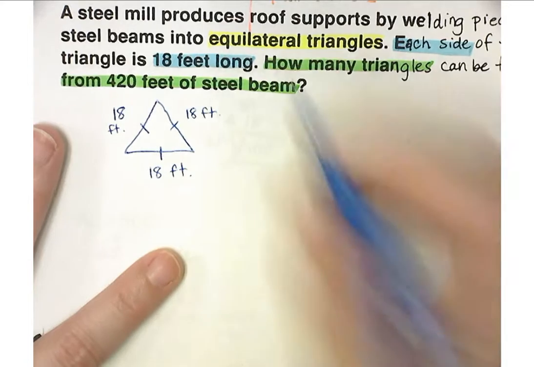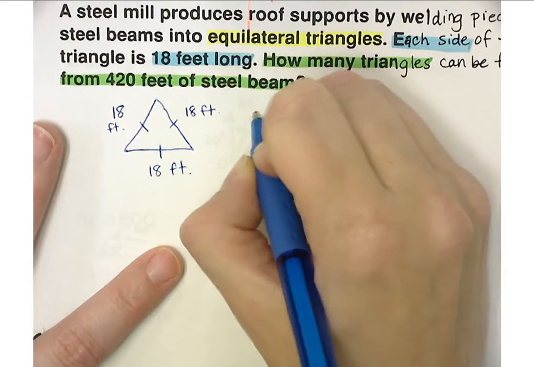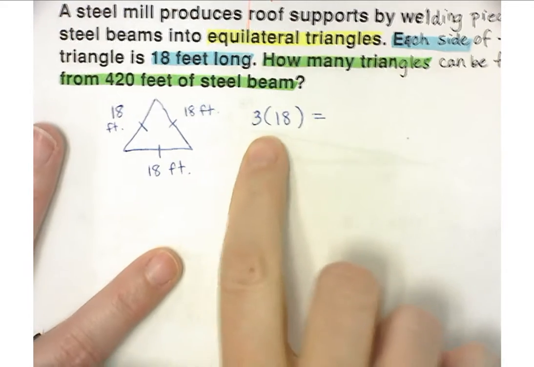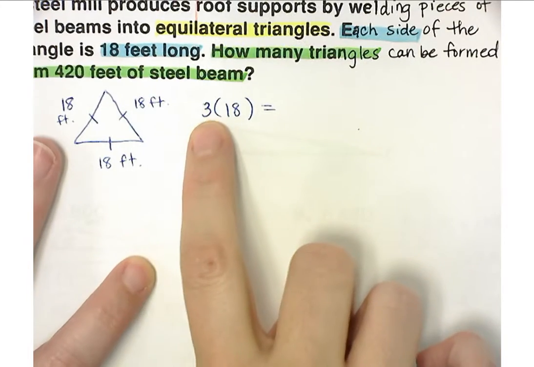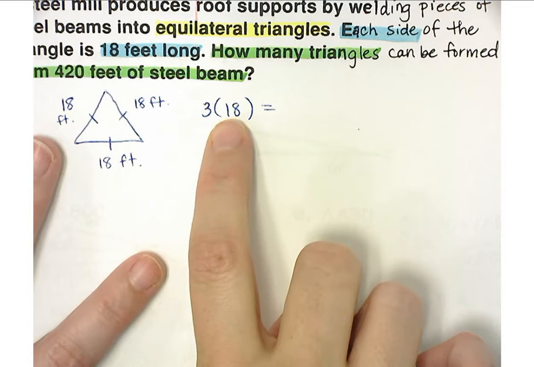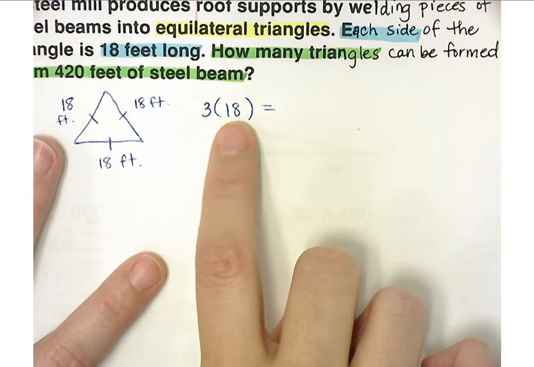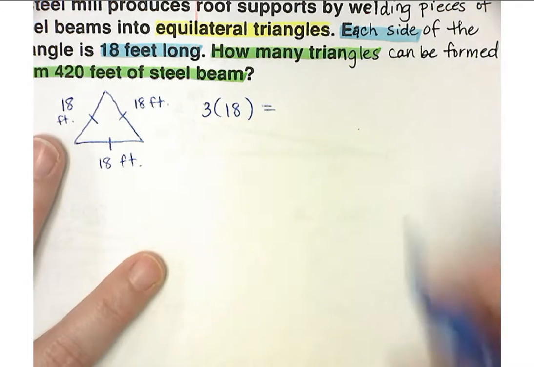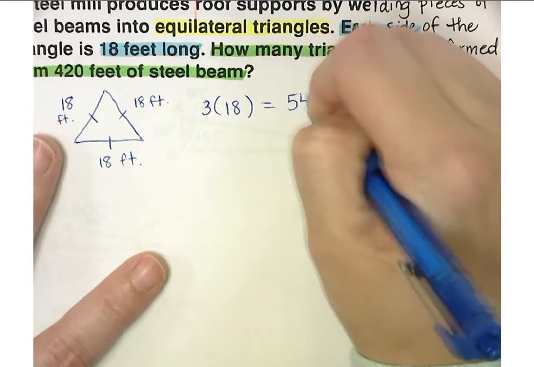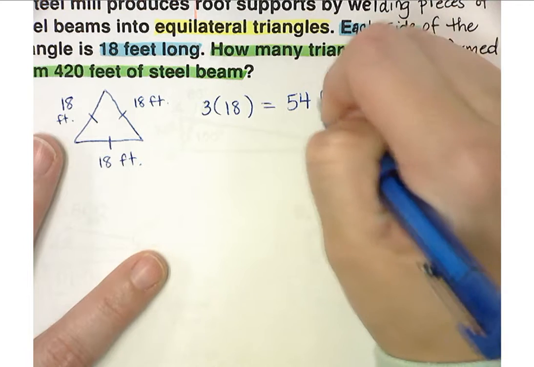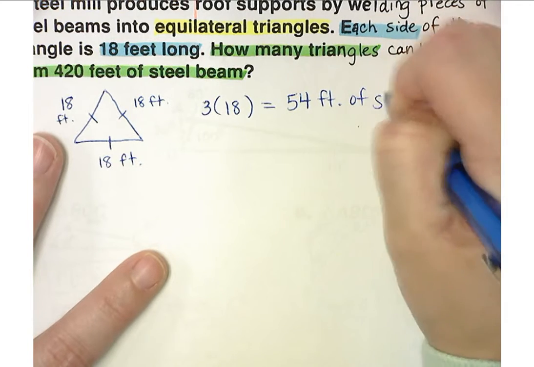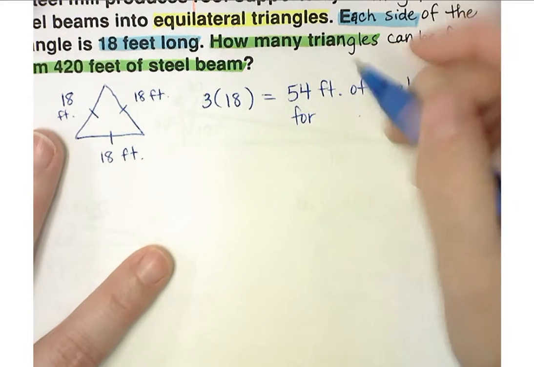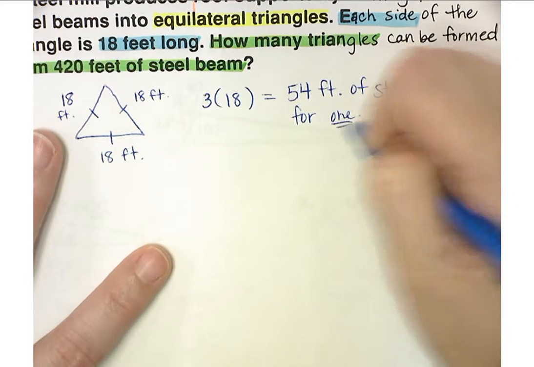Which is going to be 18 times 3, so you have 3 sides of 18. Okay, again, this is something else you can do without your calculator. You can do 3 times 10, which is 30, and then 3 times 8, which is 24. So 30 plus 24 will be 54. Okay, so we have 54 feet of steel that's required for one triangle.